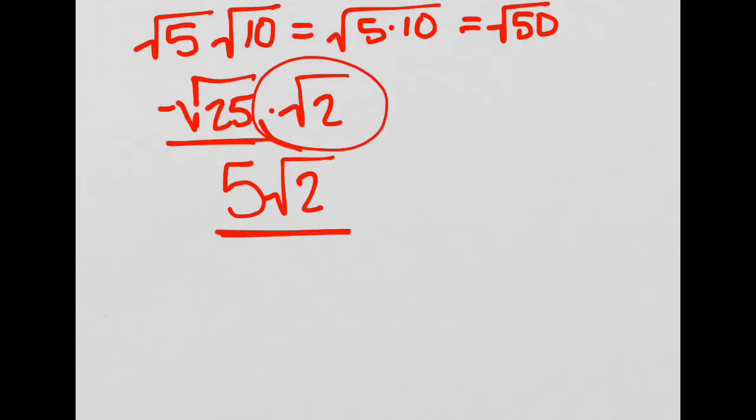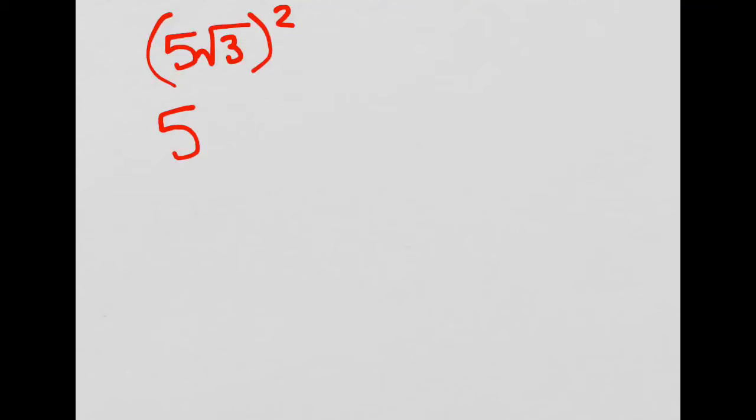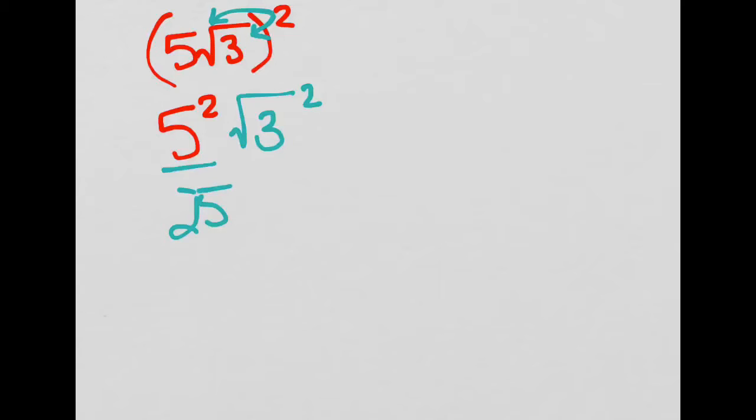Our next step is if we have something like this, where we have 5 times the square root of 3, and the whole thing is squared. So I'm basically saying 5 squared. Remember, this is using that distributive property with the exponents. So I'm saying 5 squared, and then I'm saying the square root of 3 squared. 5 squared is 25. The square root of 3 squared, that radical symbol and the squared cancel each other out. So it becomes 25 times 3, which is 75.